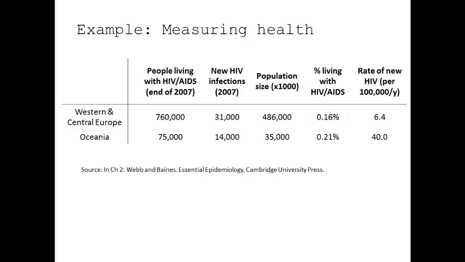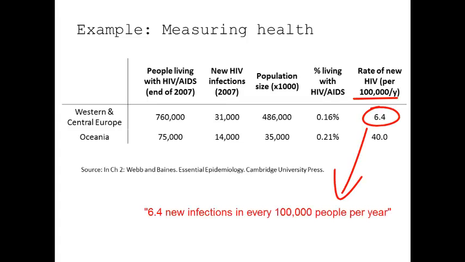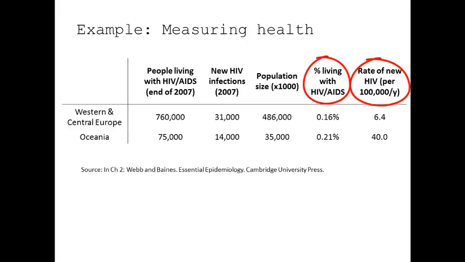We can also look at the rate of new infections. In 2007, there were another 31,000 new cases of HIV. This equates to a rate of 6.4 new infections in every 100,000 people per year. In these two calculations, we've just computed what is known as the prevalence of disease and incidence of disease. These two terms come from epidemiology and are two different ways of quantifying health in a population.